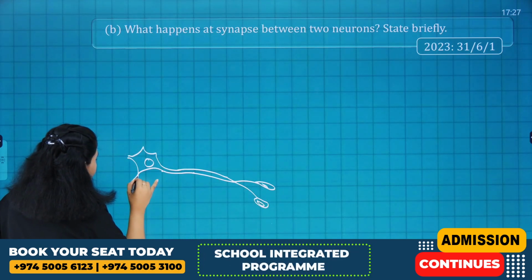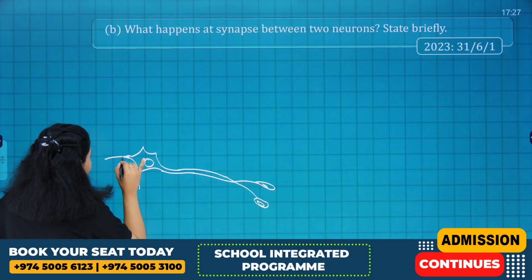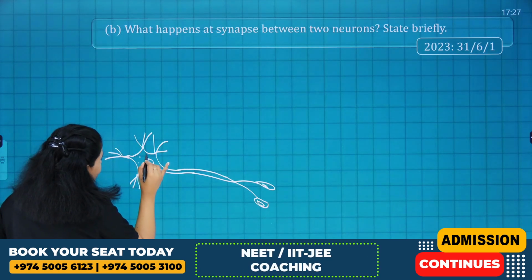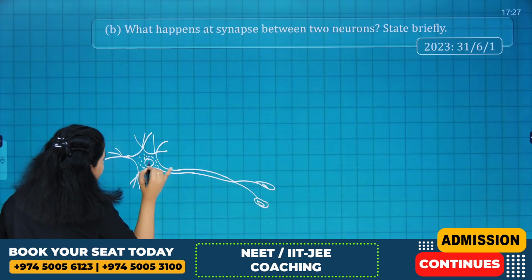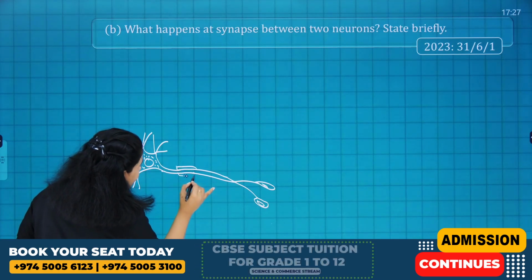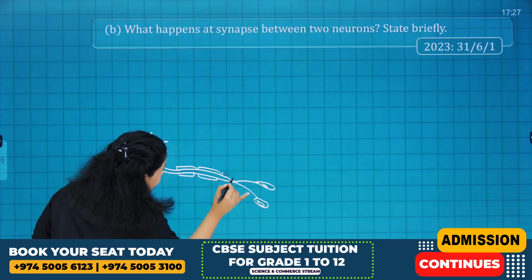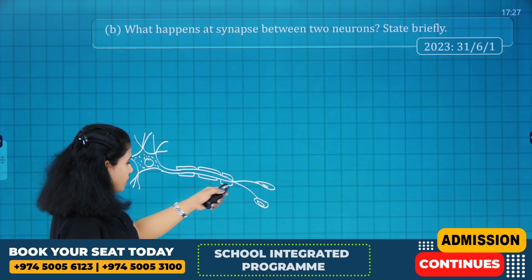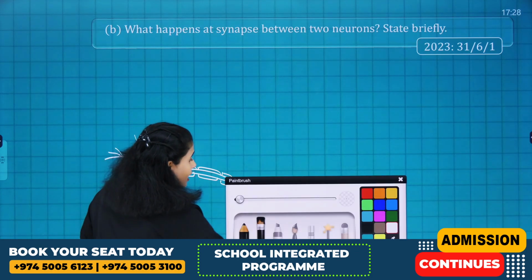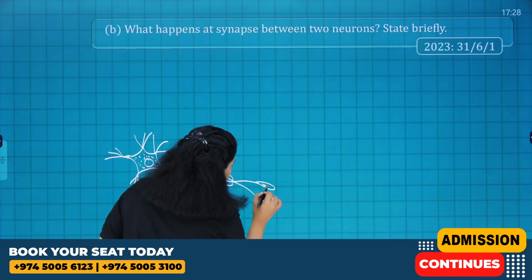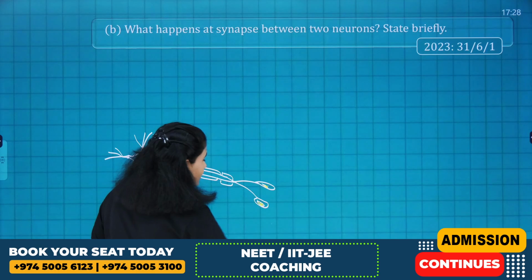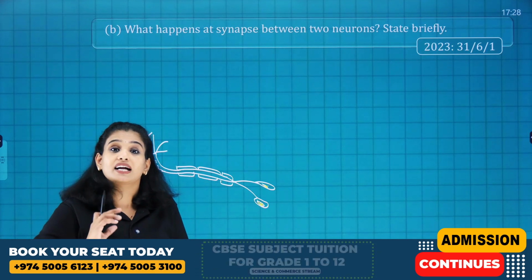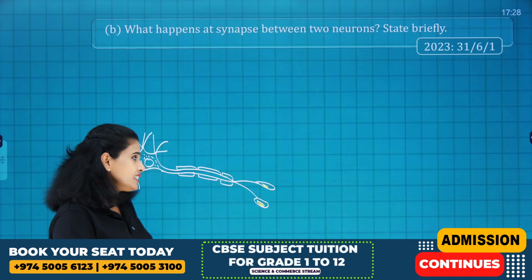Here we have dendron, dendrites, cell body, nucleus, cytoplasm, and this is axon, myelinated, and the tip here, it is synaptic knob which contains synaptic vesicle, and inside the synaptic vesicle there are neurotransmitters, the chemical which transmits the impulses. The chemicals are called neurotransmitters.